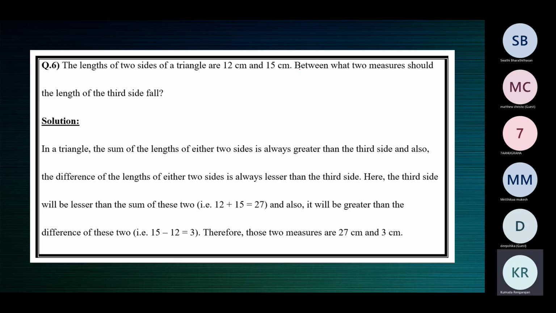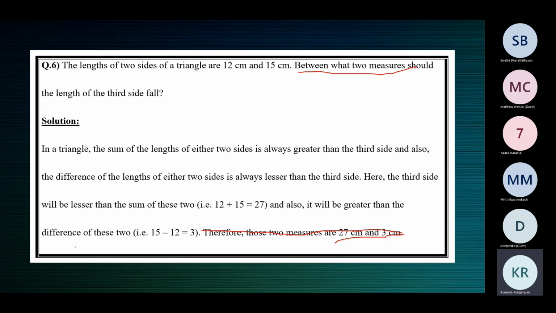Between what two measures? Between the measures 3 and 27. You can write it as 3 and 27. Ma'am, but they have given, therefore those two measures are 27 and 3 centimeters. No, that's what... Let's not write it like this. So the length of the third side, you can just make a note of it.